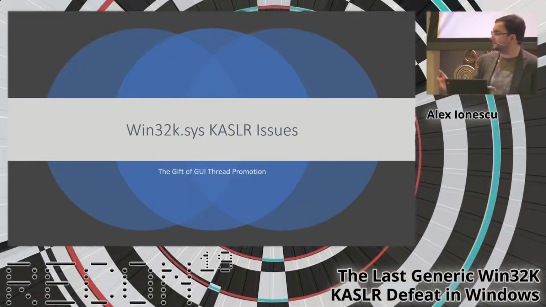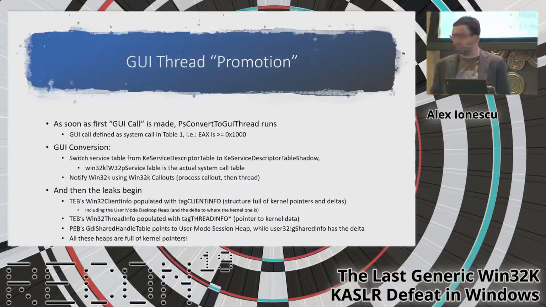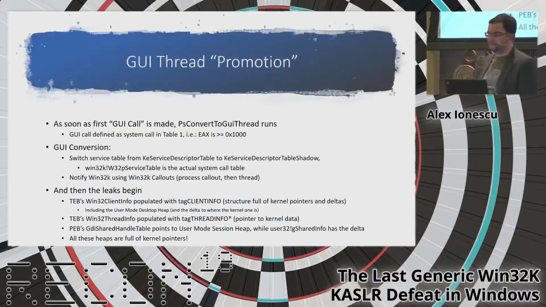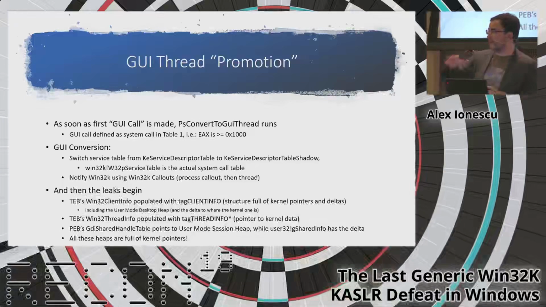The problem is the graphics stack, or Win32K.sys. Because when you make a graphics call for the first time, you go through a kernel function called PsConvertToGuiThread. And what PsConvertToGuiThread does, it basically says, you are now talking to the graphics component for the first time. You're talking to the window manager, or you're talking to GDI. I will now promote you to getting access to it.